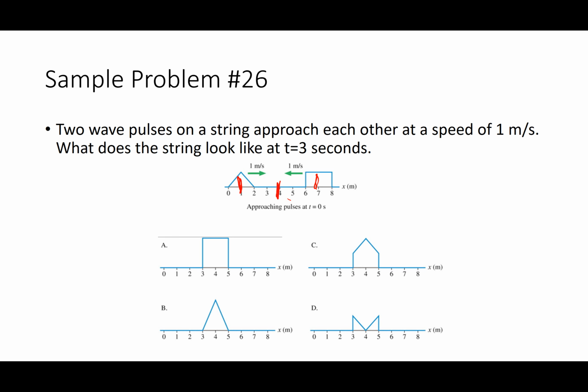Notice that both of them are pointed up, so their centers are going to meet. They're going to constructively interfere. And remember that the displacement of the combined waves is going to be the algebraic sum of the displacements of the original waves. So those are going to add together constructively, and what we're going to end up with is something that looks like the two combined. Answer C.